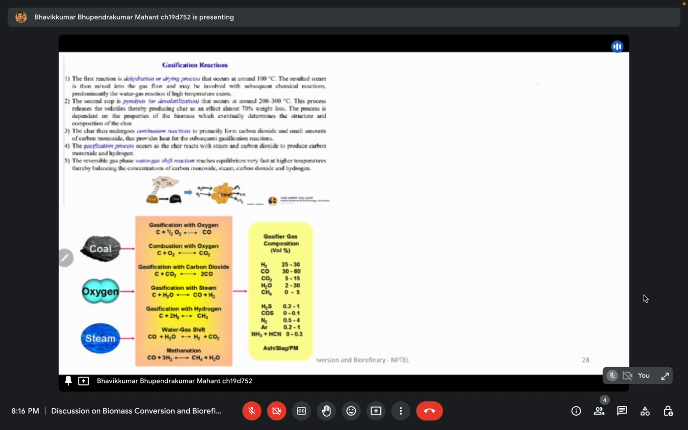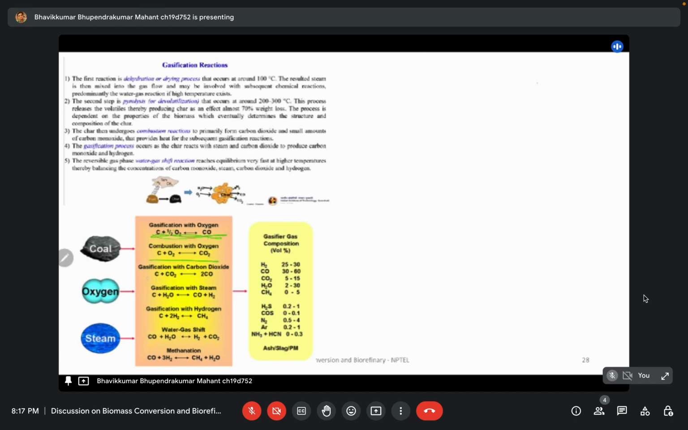Now these are the reactions. Gasification with oxygen: coal, oxygen and steam are there. First we get C plus half O2 giving CO. It's all reversible; CO can also convert back into C plus half O2. This is the gasification, the desired reaction. Then combustion with oxygen converts it into CO2.